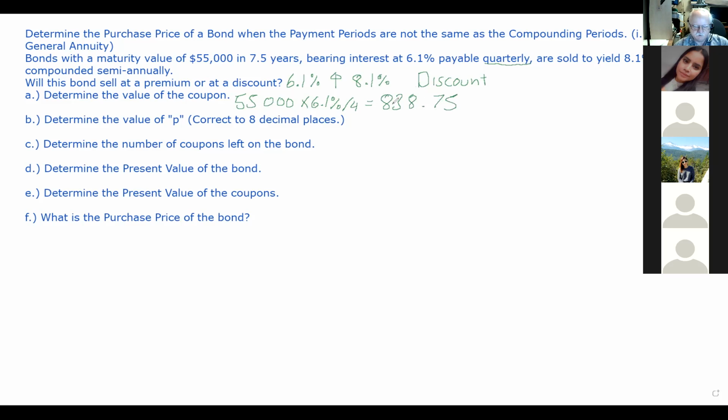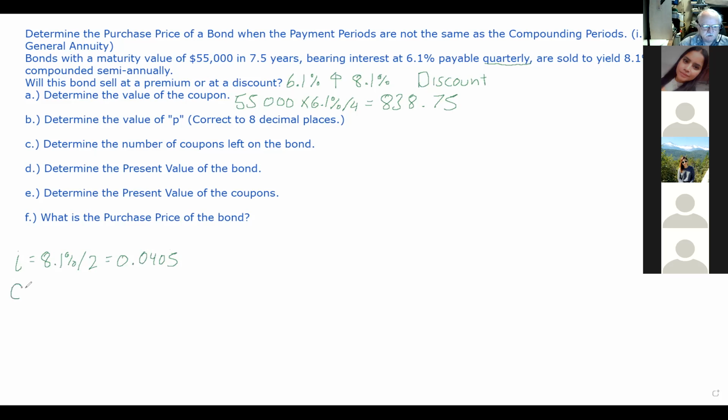So the coupon is going to be $838.75. Because it's a general annuity, we have to calculate P. So we need to know I, and this is going to be based on the market rate. So I is equal to 8.1% divided by 2. What's that going to be? 8.1% divided by 2 is 0.0405. And I'll store that in register 1 for the moment.